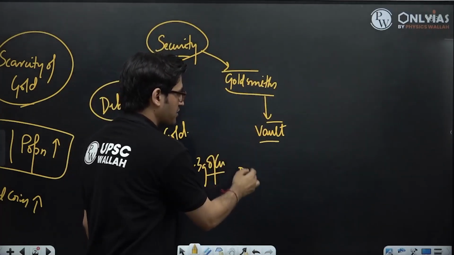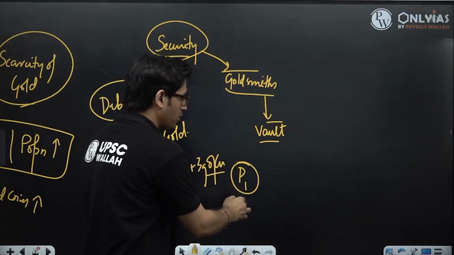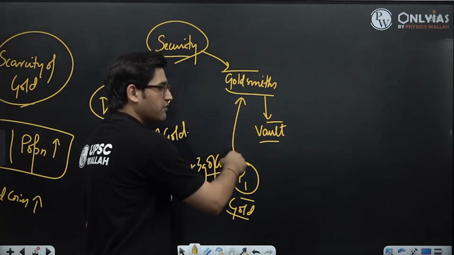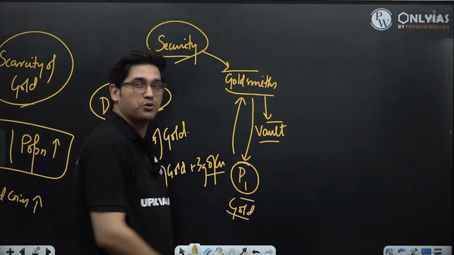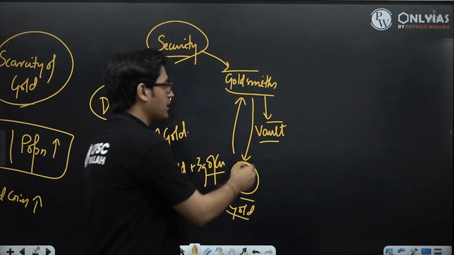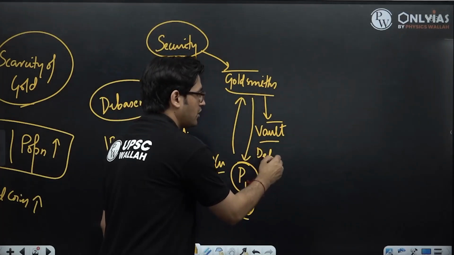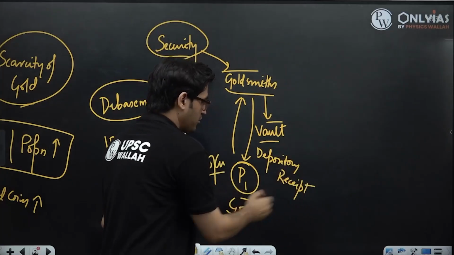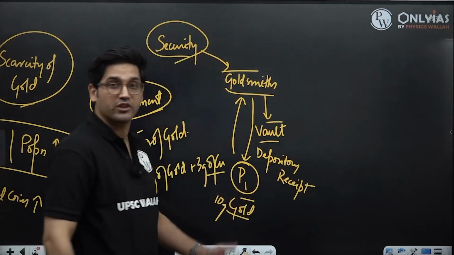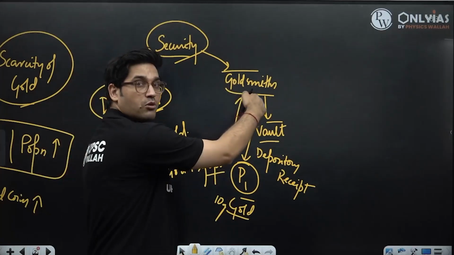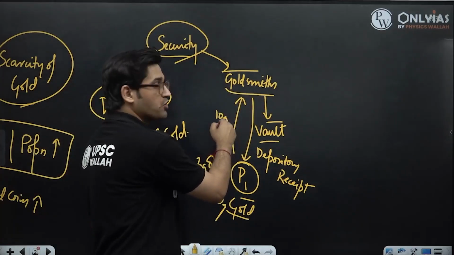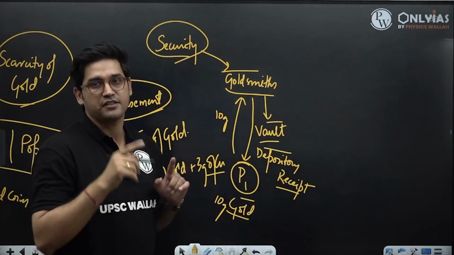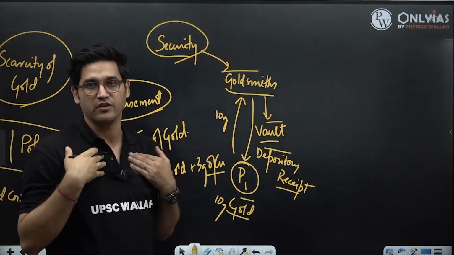gold. Imagine that you are person 1. You have some gold on you and you're not going to require all the gold. So you go to the goldsmith, you give him gold, and the goldsmith is going to issue to you a receipt. This receipt is going to be called a depository receipt. For example, you had 10 grams of gold and you wanted to keep it safe. You went to the goldsmith, you gave him 10 grams of gold, and he in exchange gave you a depository receipt which said that yes, you have submitted your 10 grams of gold with me.